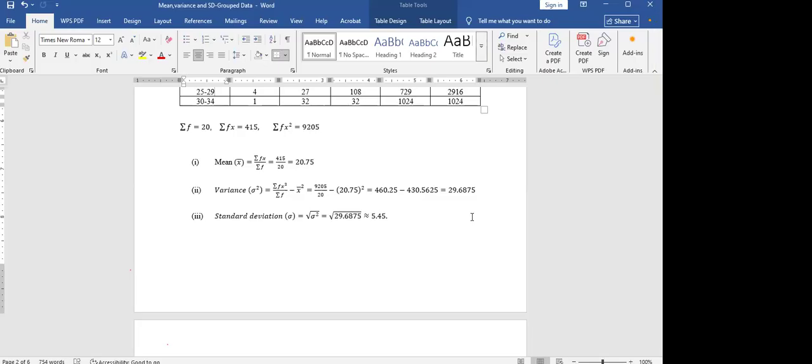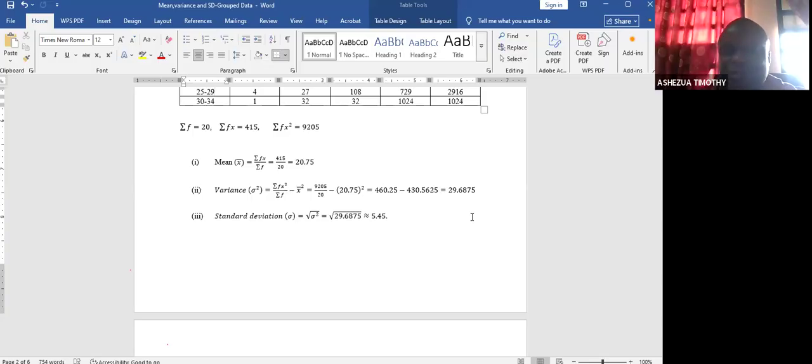Of course, you are aware of the fact that standard deviation is the square root of variance. Armed with this statement, I will take the square root of 29.6875 straight away. If I do that, I will get approximately 5.45 as our standard deviation. Any issue?